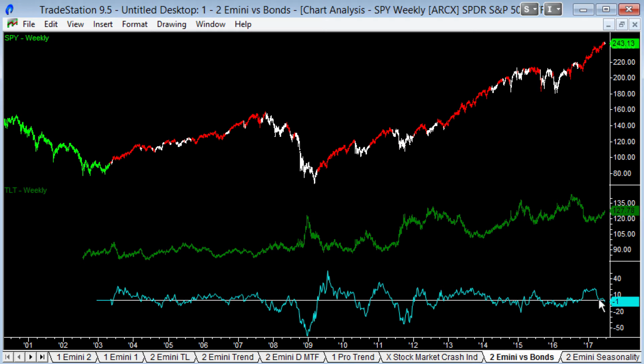When the indicator is showing 0, what that says is over the last 20 weeks, the momentum move in the stock market on a percentage basis has been the same as the percentage momentum move in the bond market. So at 0, when we've gone from a period of being above the 0 line, the stock market is strong and the bond market is also strong, and they've both been moving the same kind of percentage over the last 20 weeks. That's what it means when we're at the 0 line.